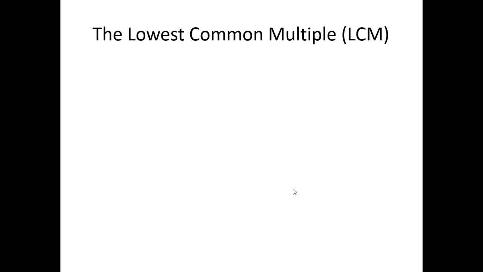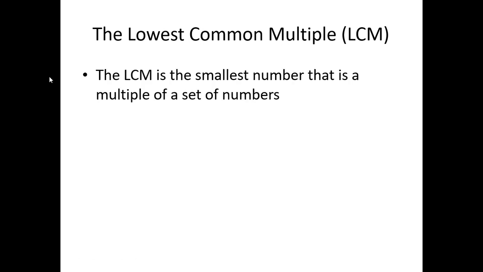So we're going to practice finding the lowest common multiple now. Often the lowest common multiple is shortened to the phrase LCM, so they both mean the same thing. The lowest common multiple is the smallest number that is a multiple of a set of numbers. Often you'll be given two numbers and you need to find the lowest common multiple of them both, but you could use the same process for 3 or 4 numbers.